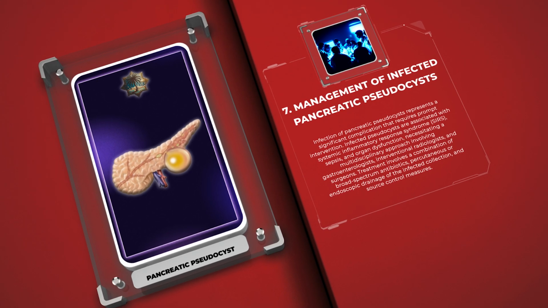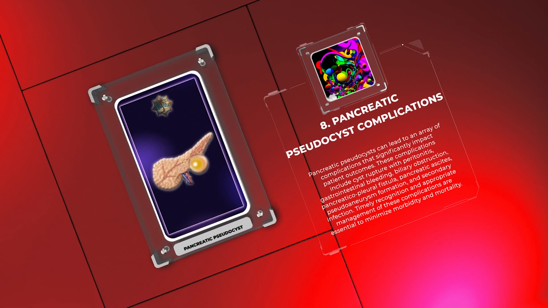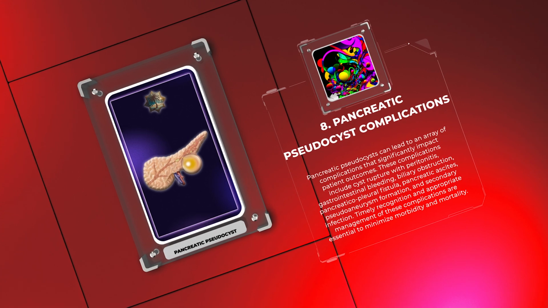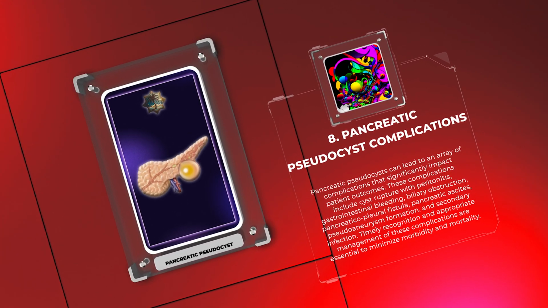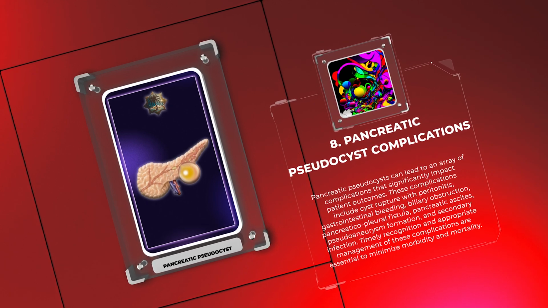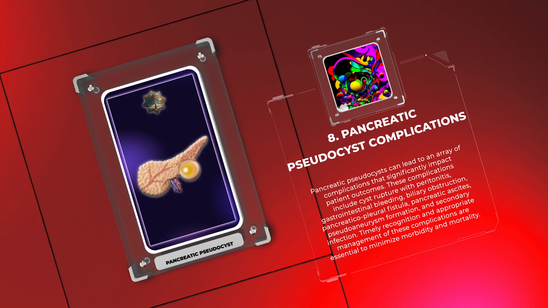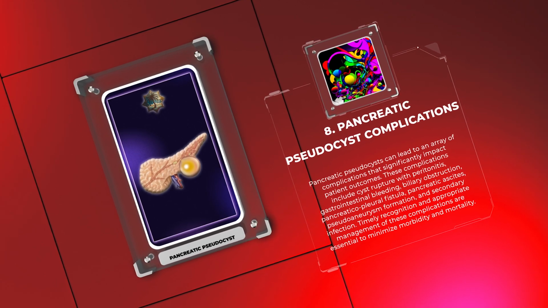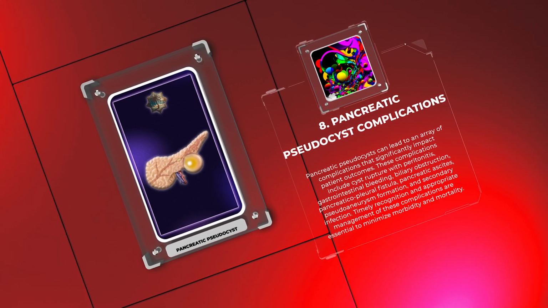Pancreatic pseudocysts can lead to an array of complications that significantly impact patient outcomes. These complications include cyst rupture with peritonitis, gastrointestinal bleeding, biliary obstruction, pancreatico-pleural fistula, pancreatic ascites, pseudoaneurysm formation, and secondary infection. Timely recognition and appropriate management of these complications are essential to minimize morbidity and mortality.